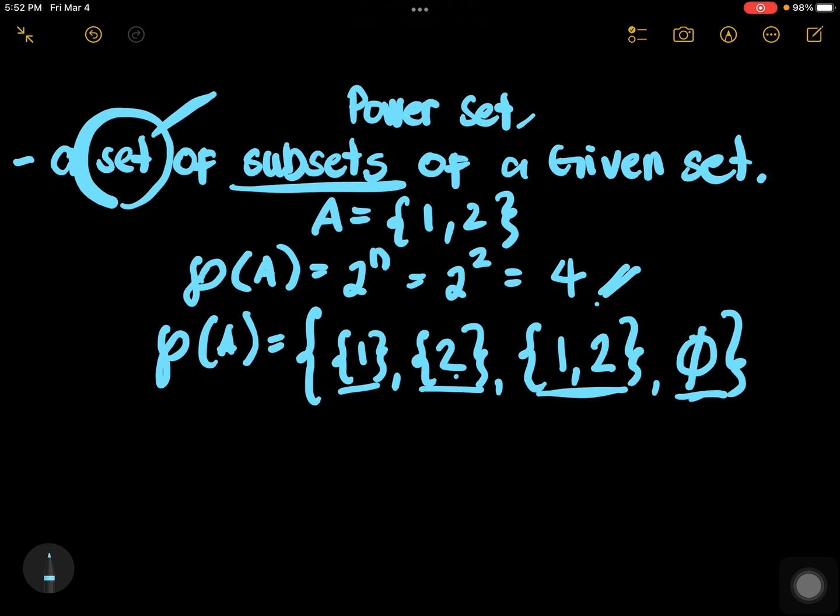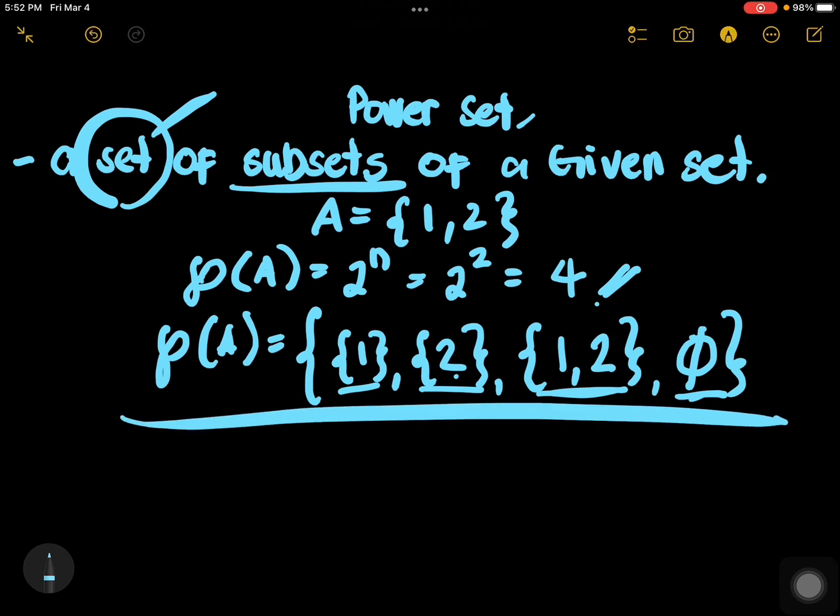So this is the power set. It is a set. It is enclosed with the braces. It is a set of all subsets of the given set A with elements 1, 2. So this is power set.